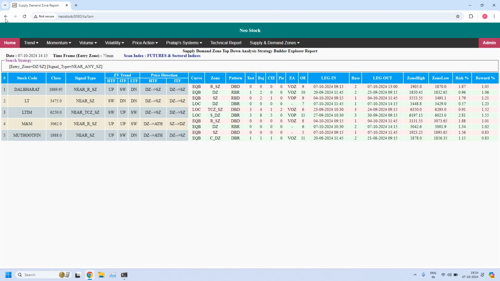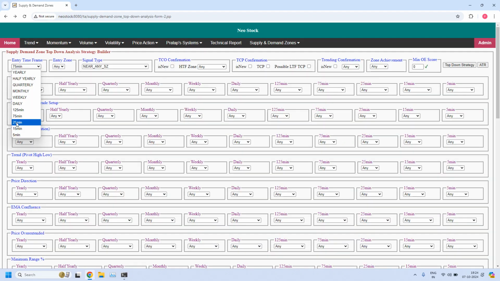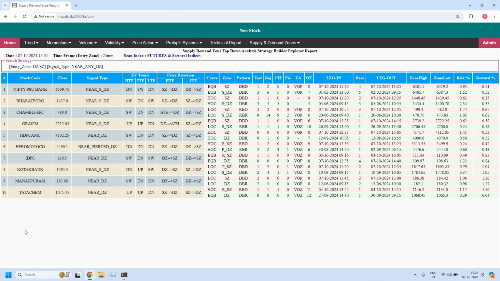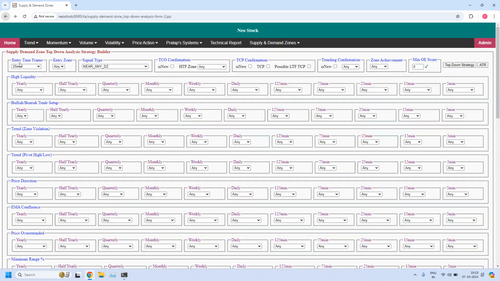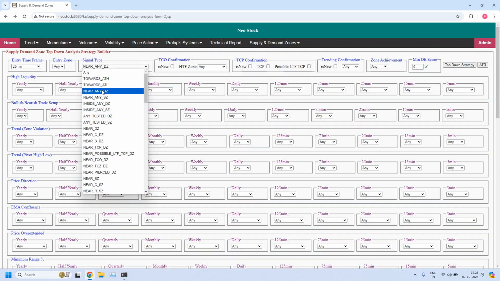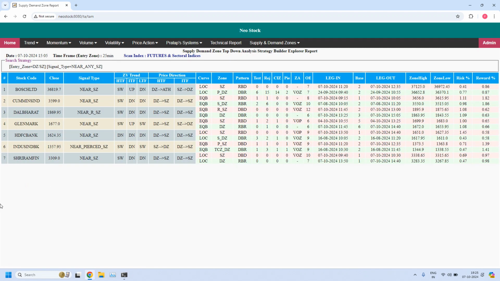Okay, next time frame is 25 minutes. Let us find the stocks near 25 minutes demand zone. 10 stocks are filtered. Next, for 25 minutes time frame, let us find the stocks near 25 minutes supply zone. 7 stocks are filtered.